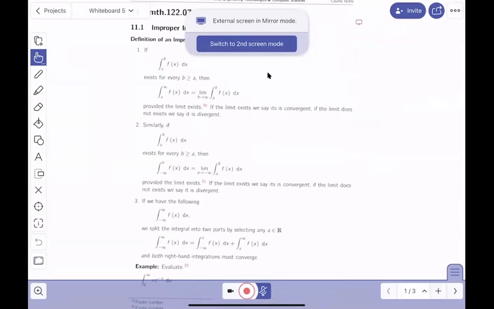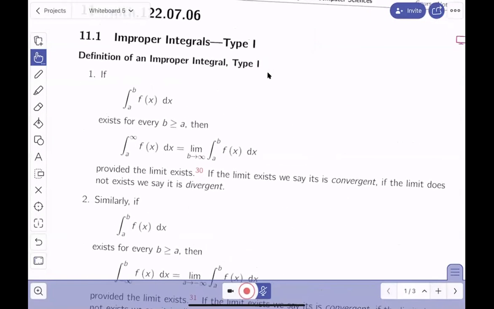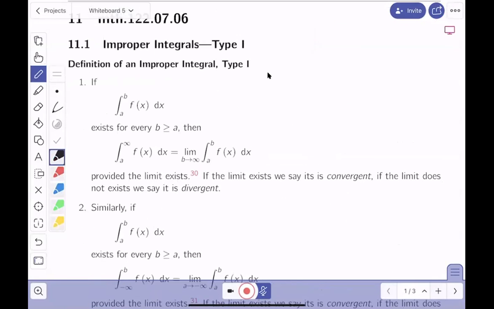Okay, we're on the whiteboard. So let's talk about improper integrals. They have types, not that we'll say this is type 1 and that's type 2. What I'm going to do is simply talk about the form of the integrals we're going to be given. These are going to be definite integrals, so there are going to be limits on them. You're going to see an integral like this over here.